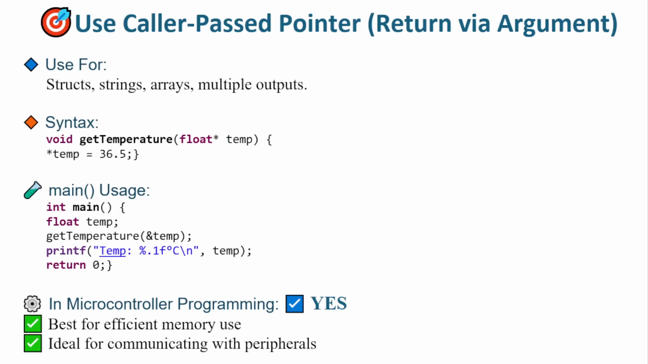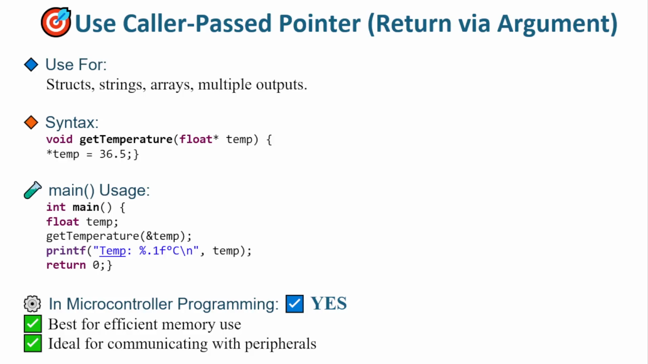Use caller pass pointer, return via arguments. This is a very important technique. Now let's dive into another way of returning value from a function in C, using a caller pass pointer, also called returning via arguments. This method is perfect when you want a function to return more complex data like arrays, structs, a string, or even multiple values at once.